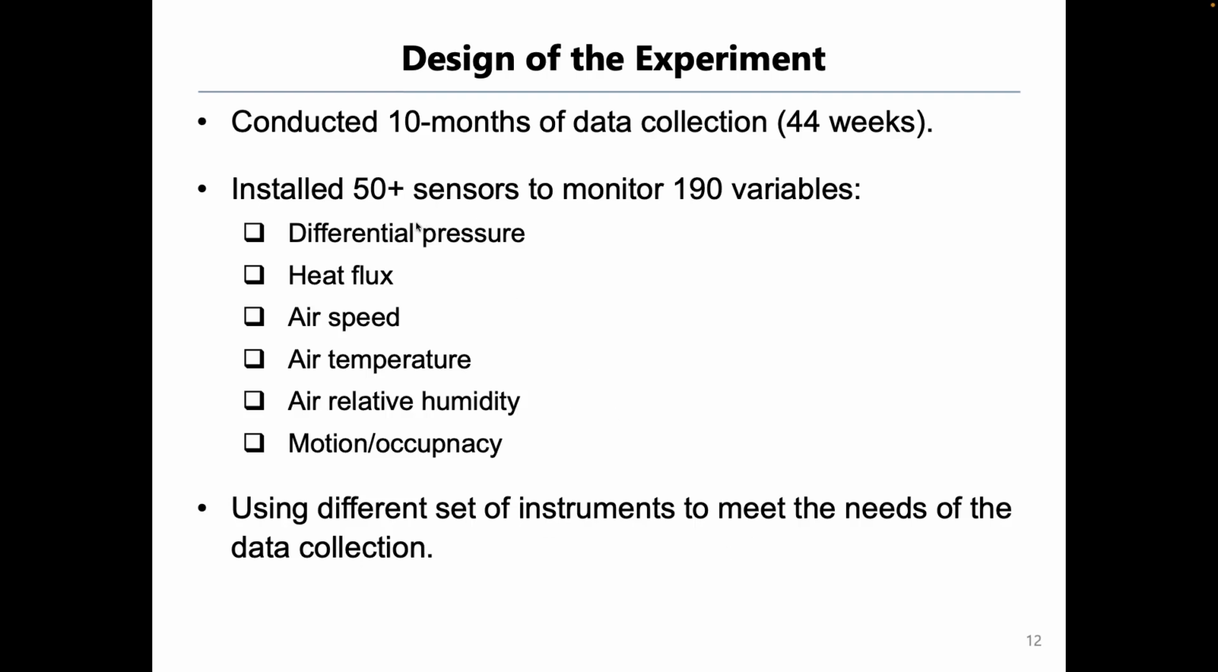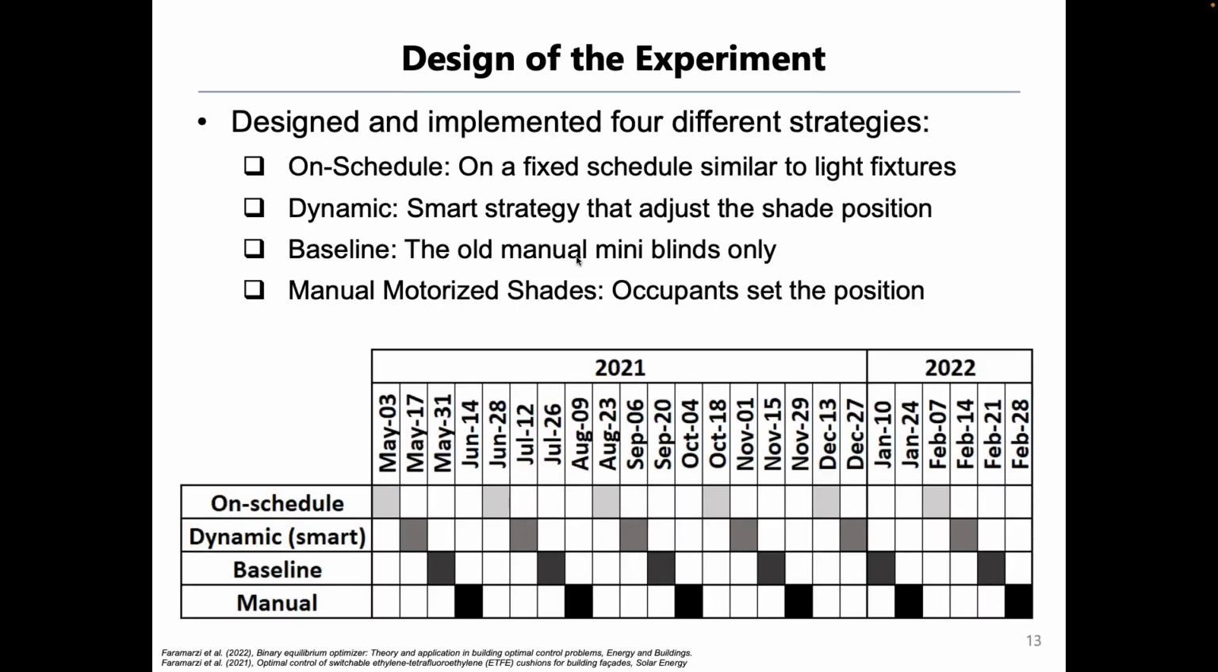We installed more than 50 different sensors, monitoring about 190 variables, and we focused on capturing differential pressure to capture the airflow rates. We looked at heat flux, air speed, air temperature, humidity, motion, occupancy, shade position, and a few other variables; these are just examples here. As you'll see later, we looked at different platforms to make this happen, and we believe our experience would be helpful for our colleagues in future to use.